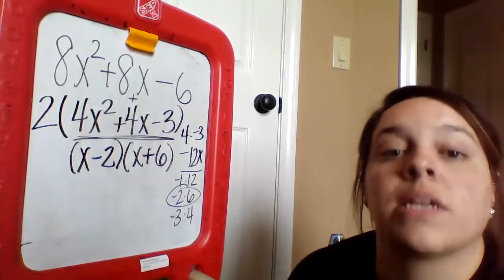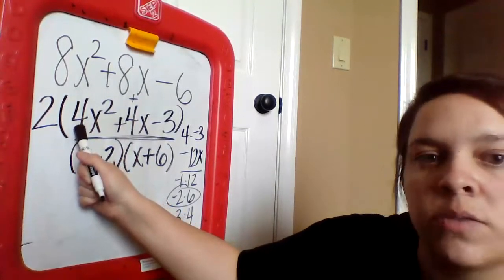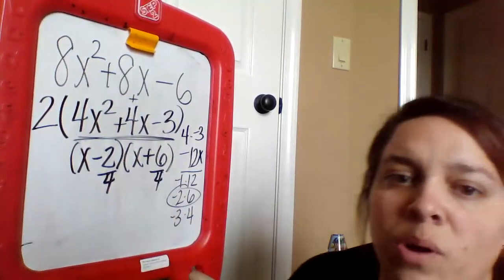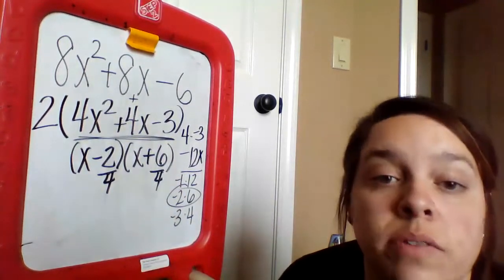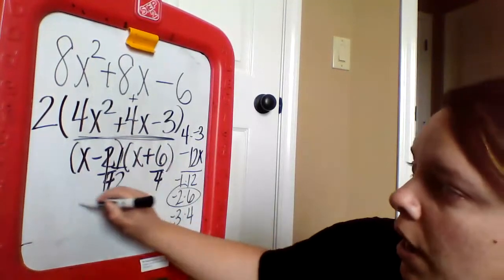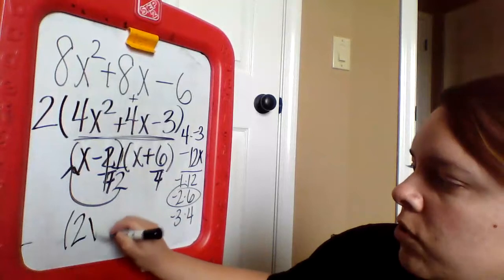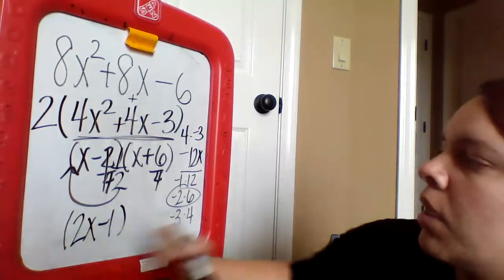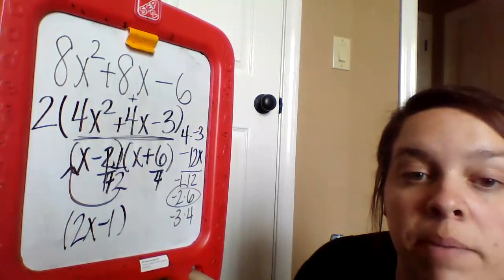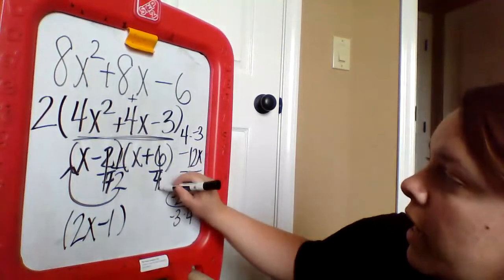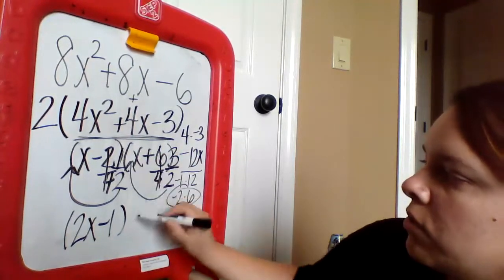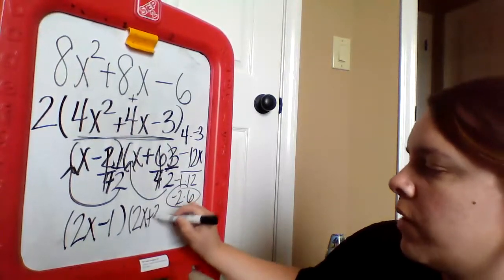So slide, divide by a, so a is 4. So 2 divided by 4, that's not a whole number again. 2 divided by 4 reduces to 1/2, so I'm going to make that a 1/2. Bottoms up that 2, so that's 2x minus 1. 6 divided by 4 is also not a whole number. 6 divided by 4 reduces by 2, so that's a 3/2. Bottoms up that 2, so that's 2x plus 3.